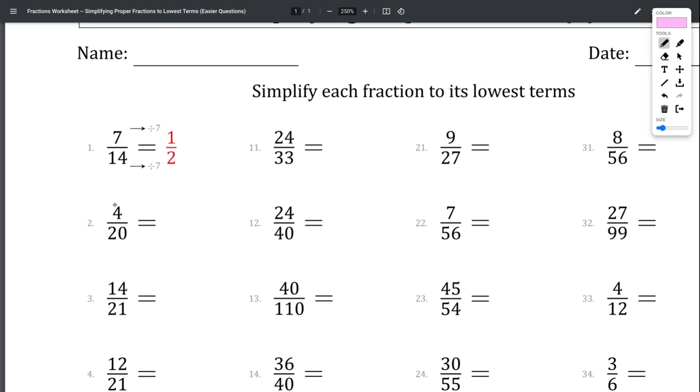Let's try number 2. Let's divide it by 2, I'm thinking. So we're going to end up with 2. 20 divided by 2 is 10. And we can say we're done here, even though it's not in the lowest terms, for this assignment it's okay. We can keep going and divide it by 2 again to get 1, and then 10 divided by 2 is 5. So 1/5. And that's basically simplifying fractions.